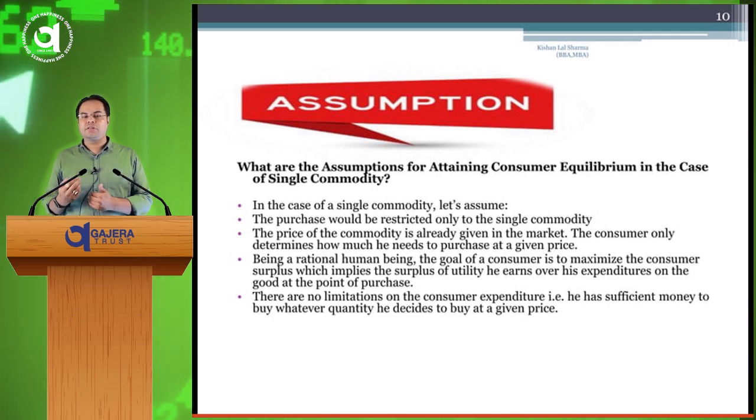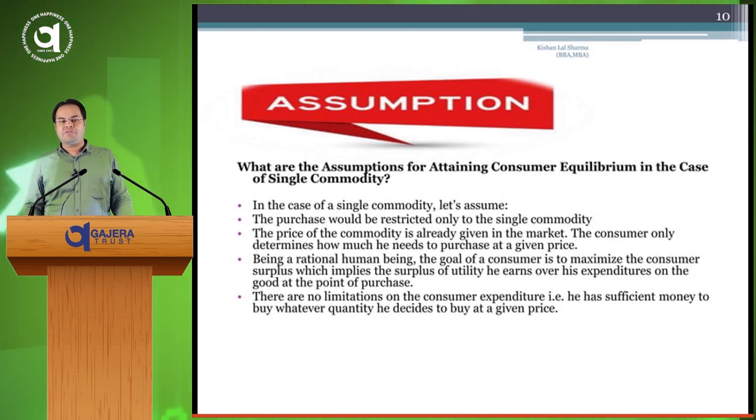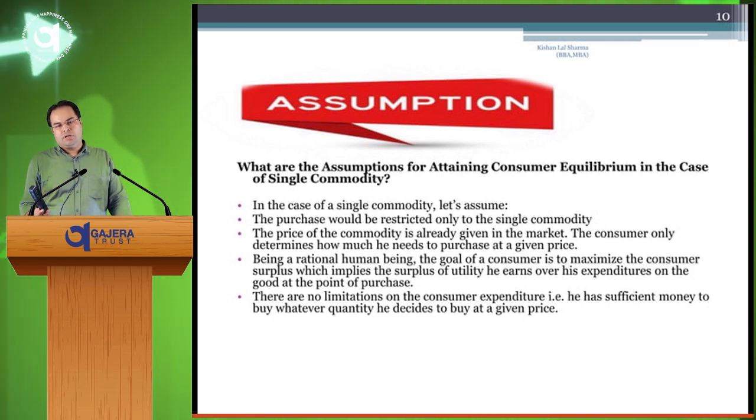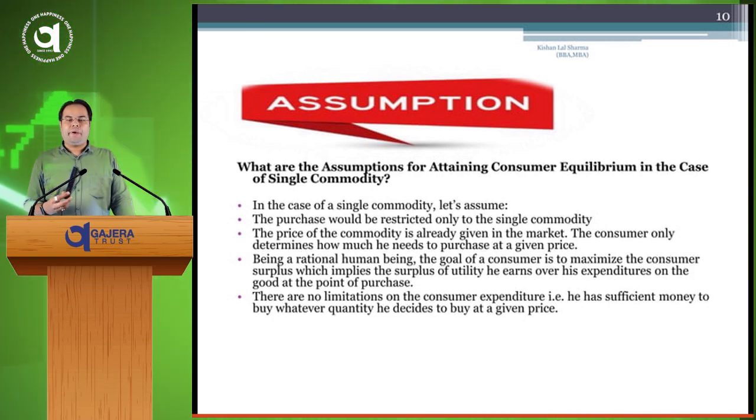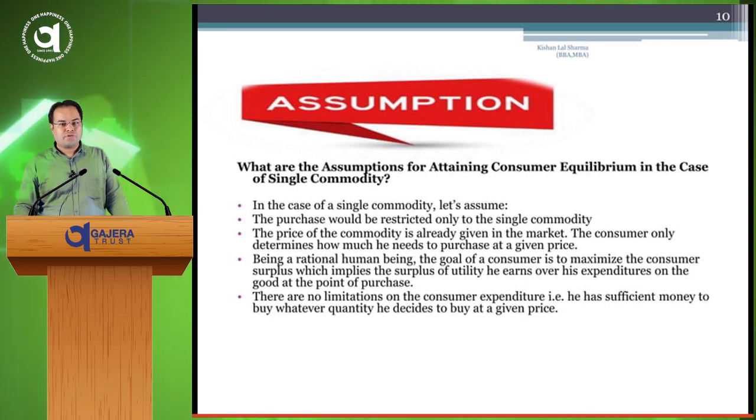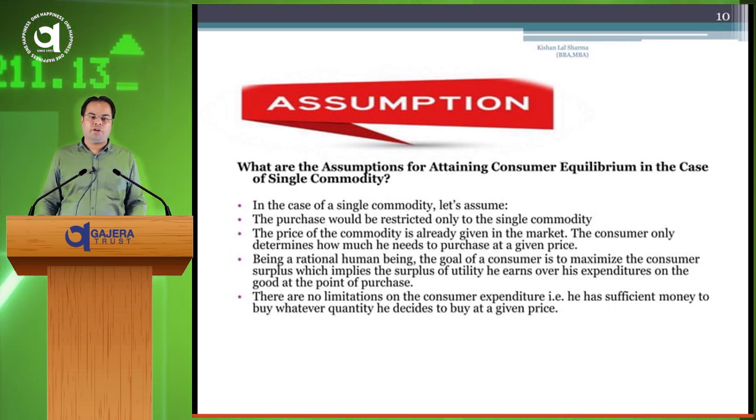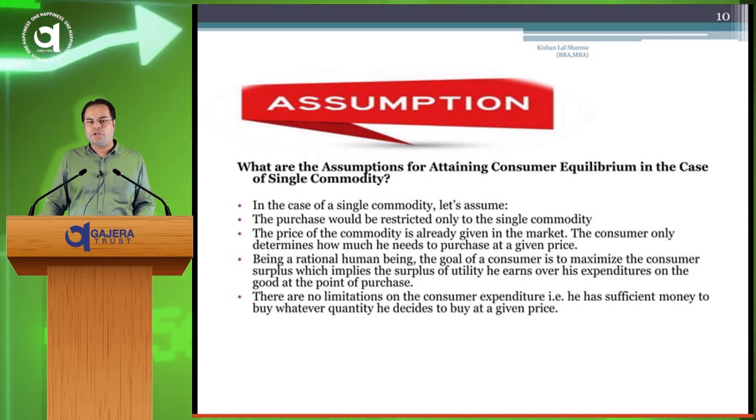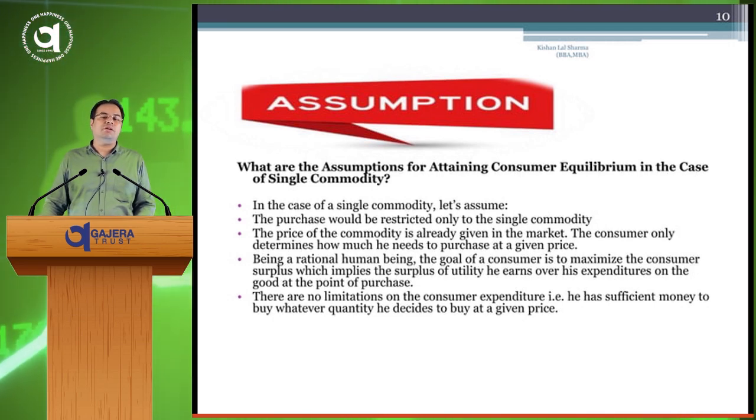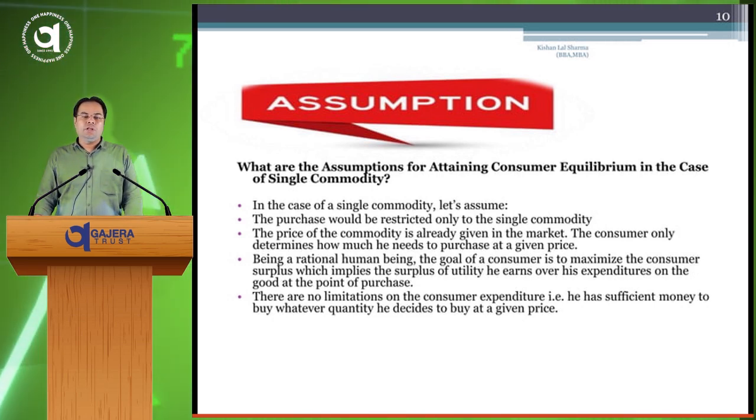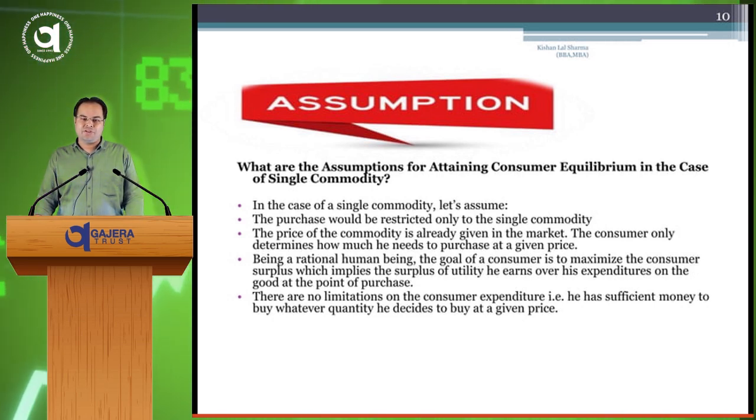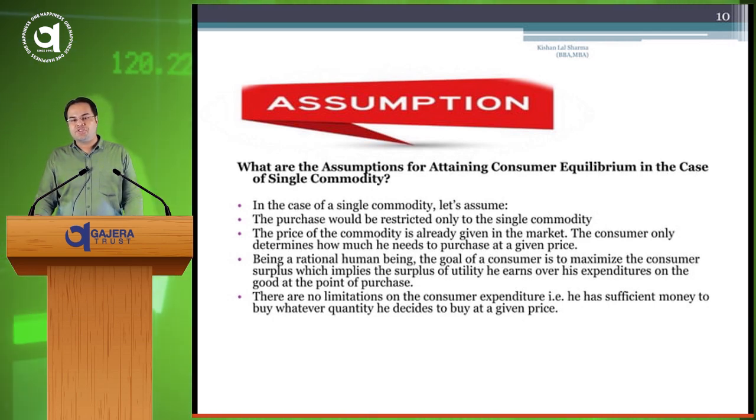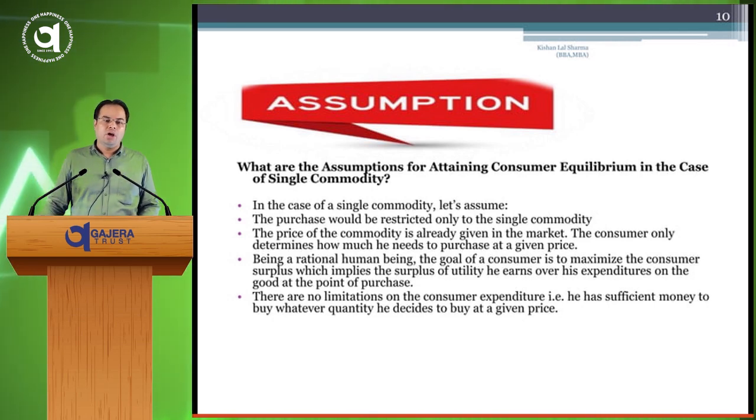Whatever income he earns, he will try to spend on the utility or the essential things he can purchase, right? Like a pen, paper, stationery, grocery, clothes, utensils, whatever essential things he wants, because human wants are unlimited. There are no limitations on the consumer's expenditure, okay, meaning he has sufficient money to buy whatever quantity he decides to buy at the given price.